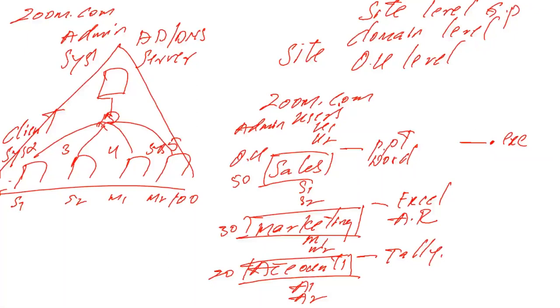So if I take the help of the .exe file, and right now I don't know, as an admin, which machine my sales users are sitting on, which machine my marketing users are sitting on, which machine my account users are sitting on. If, for example, the first 50 machines are used by sales users, I will go there and install PowerPoint and Word. If I know these selected 30 machines are used by marketing users, I will install only Excel and Adobe Reader. If the last 20 machines are used by account users, I will install only Tally. Then my job is easy. But it's not like that.